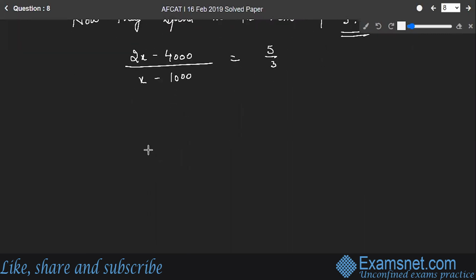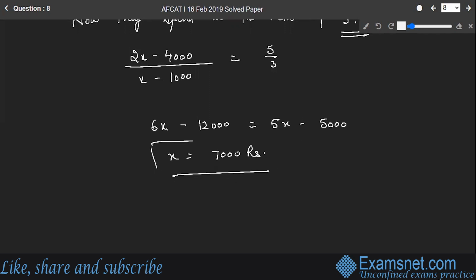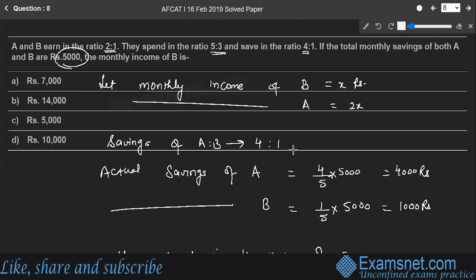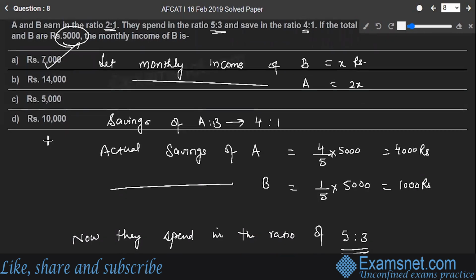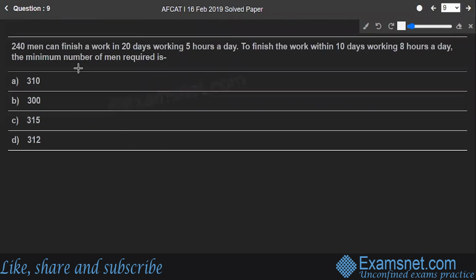So this is 6x minus 12,000 is equal to 5x minus 5,000, which gives me x is equal to 7,000 rupees. You wanted to know the x, which was a monthly income of P. This comes out to be 7,000, and I have option A as the answer. Hope you're clear. Next question number 9.